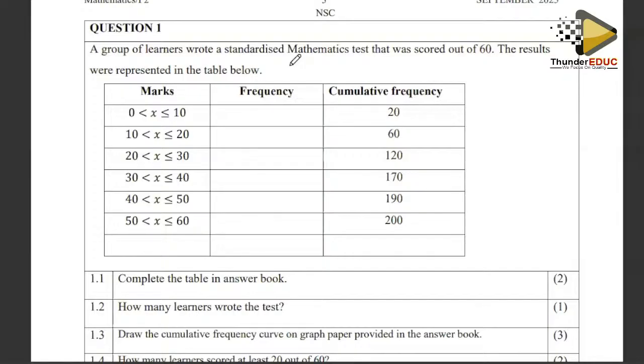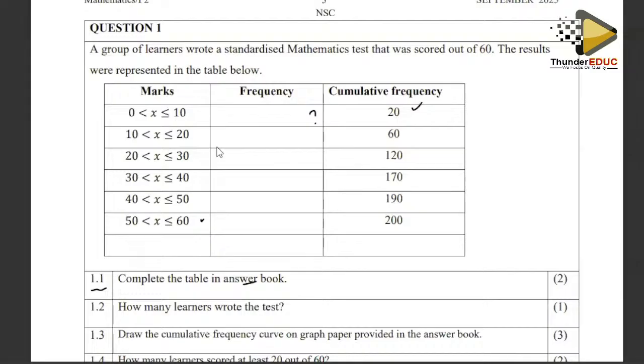So they're telling us that a group of learners wrote a standardized mathematics test that was recorded out of 60 marks, and the results were represented within the table. Learners that got between 0 to 10, we have a cumulative. We don't know how many they are. 10 to 20 up until 60. So we've been given the cumulatives, and then 1.1 wants us to complete the table, meaning that we need to fill in the frequency column.